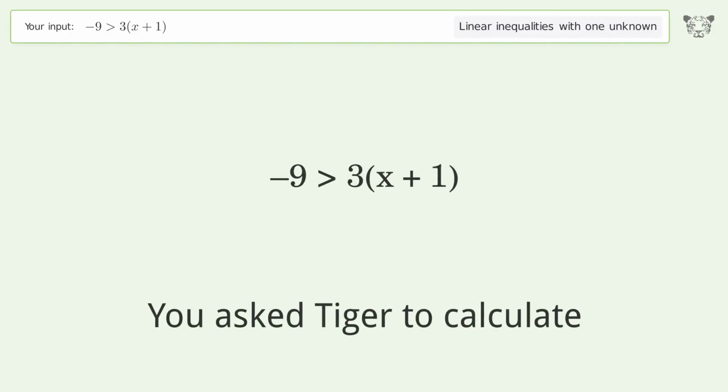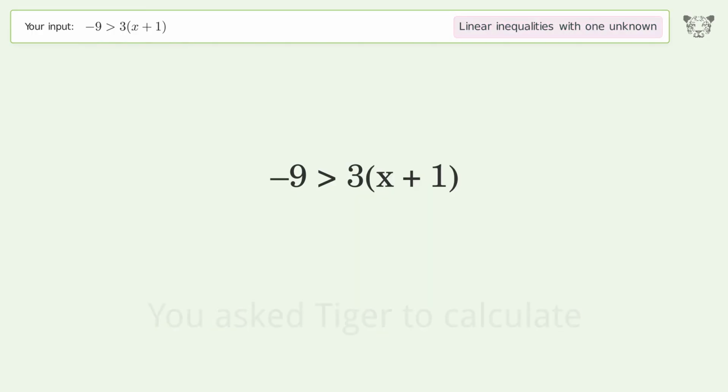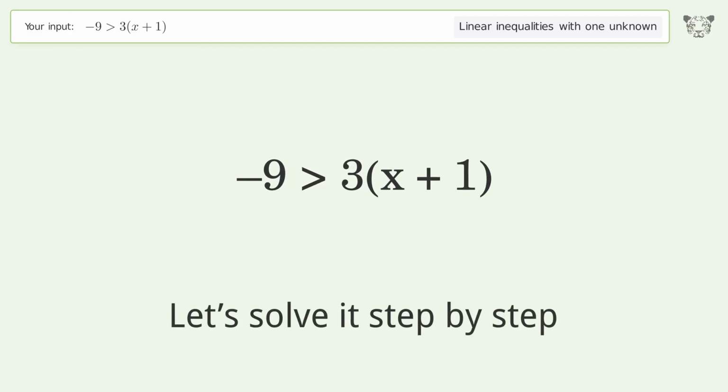You ask Tiger to calculate. This deals with linear inequalities with one unknown. The final result is x smaller than -4. Let's solve it step by step.